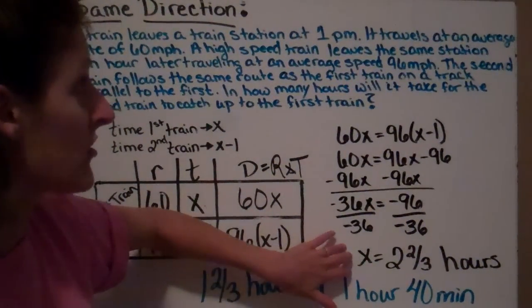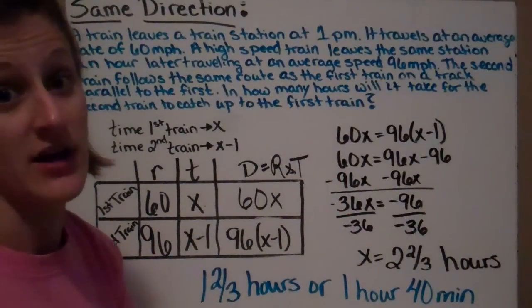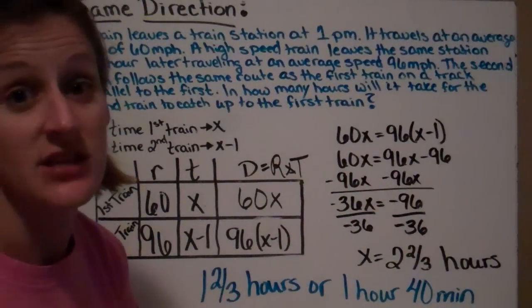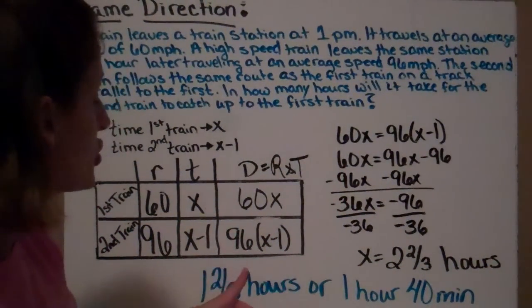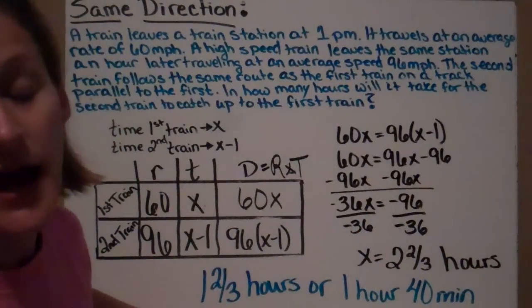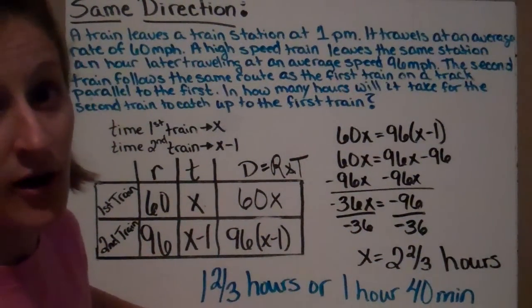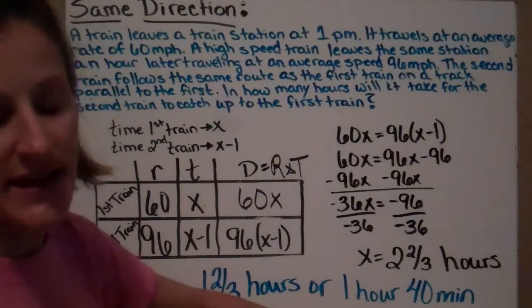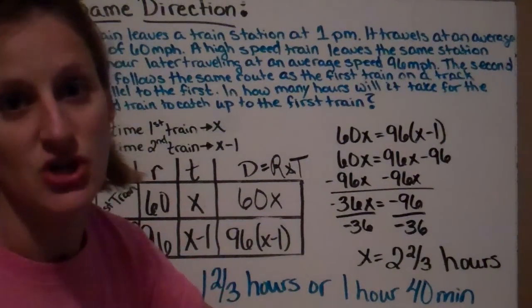Now this is how long train 1 will actually travel until it meets up. But train 2 will actually travel an hour less than that. So that will be about an hour and 2/3 of an hour. Or you can say an hour and 40 minutes that train will travel.